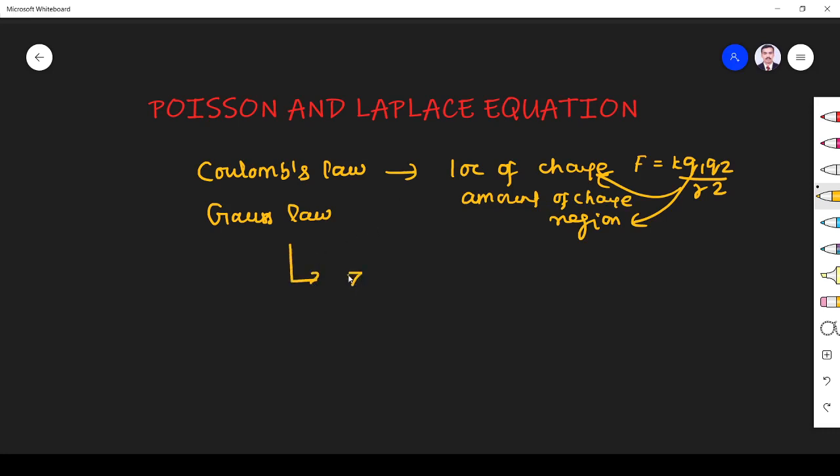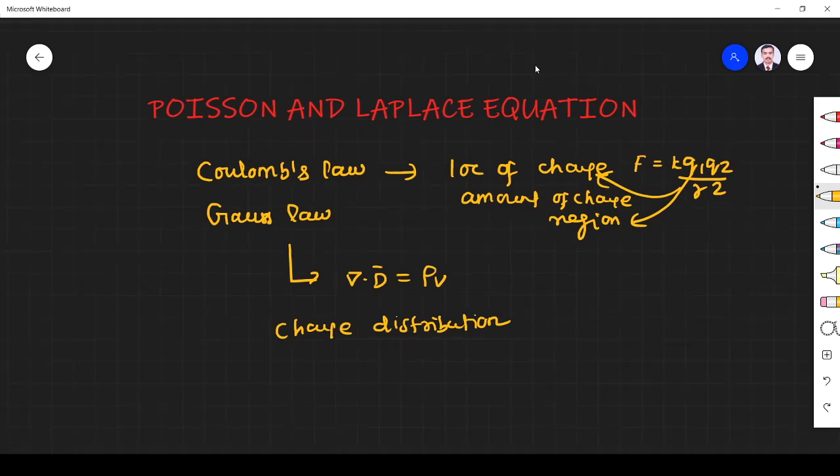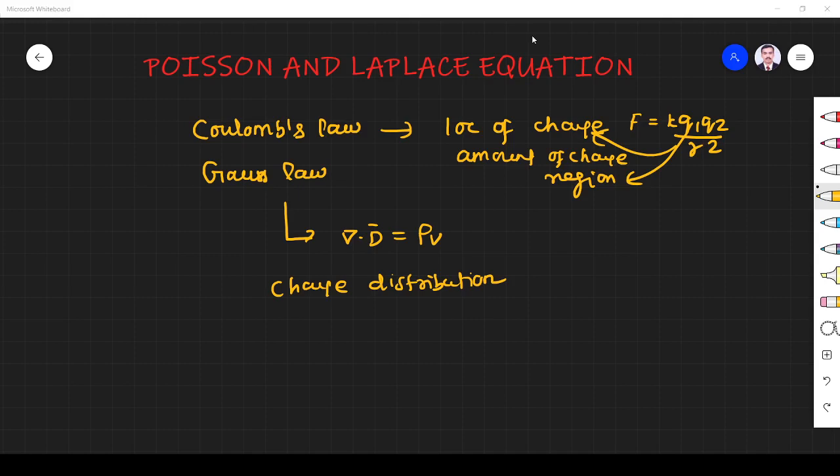Whereas Gauss law requires charge distribution, right? We have to use a Gaussian surface which is symmetric with respect to the charge distribution, but it is very difficult to get the charge distribution in a real-time scenario, except in a few conditions. So Gauss law is also not useful in every application, right? When these two constraints are there, we have to go for the Poisson and Laplace equations to find the electric field. So let us see how we are going to derive the equation now.